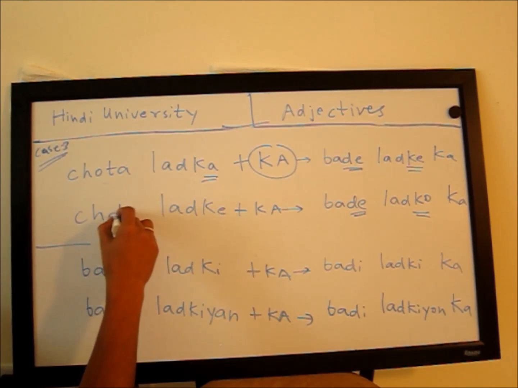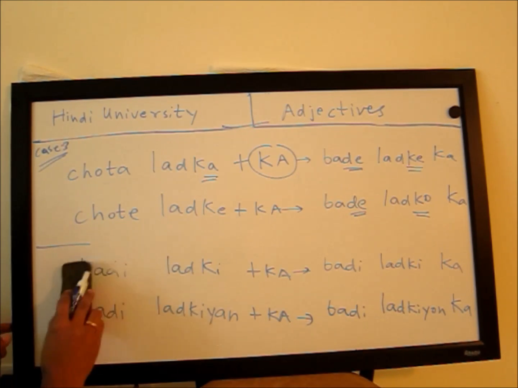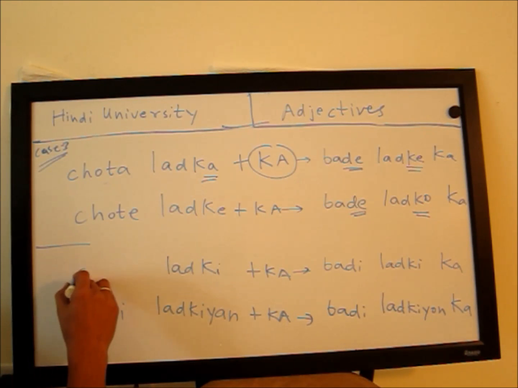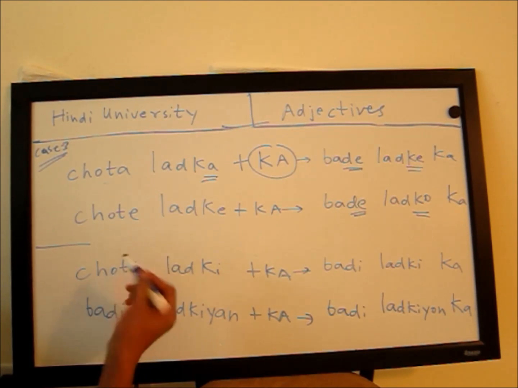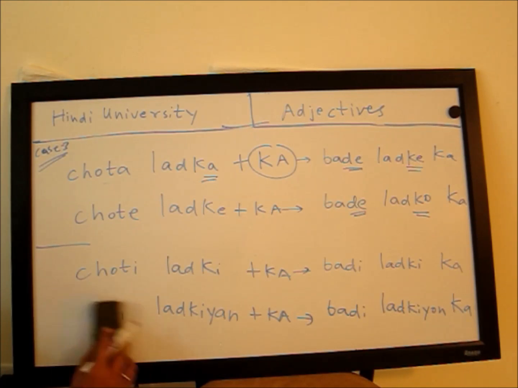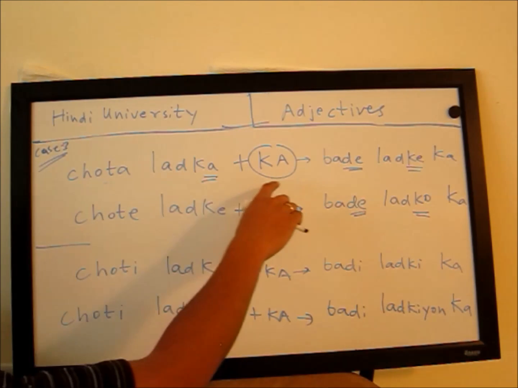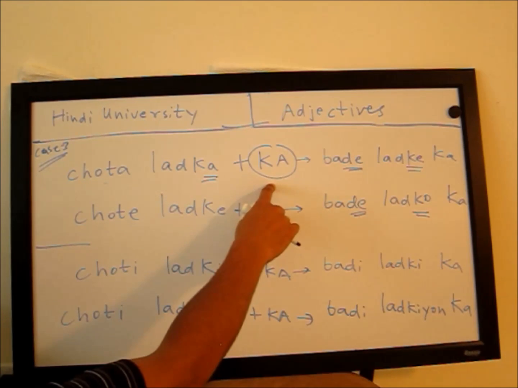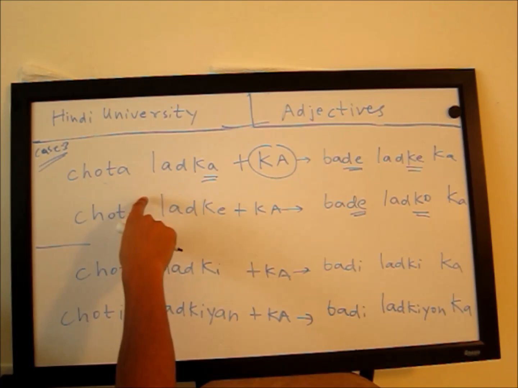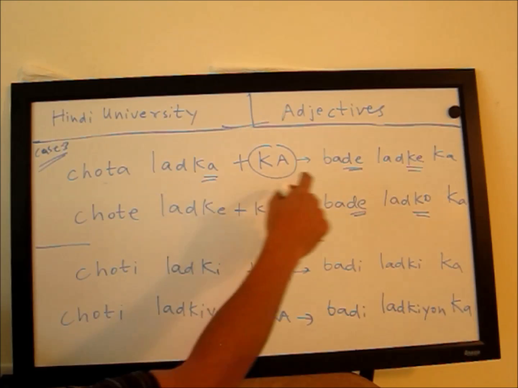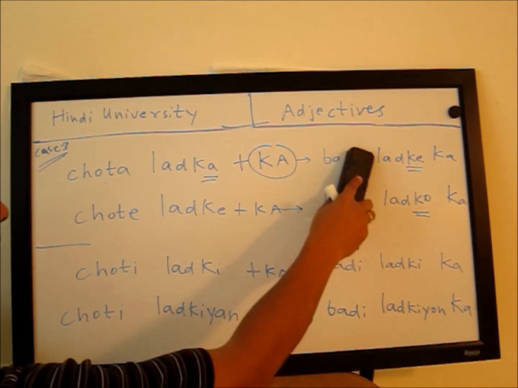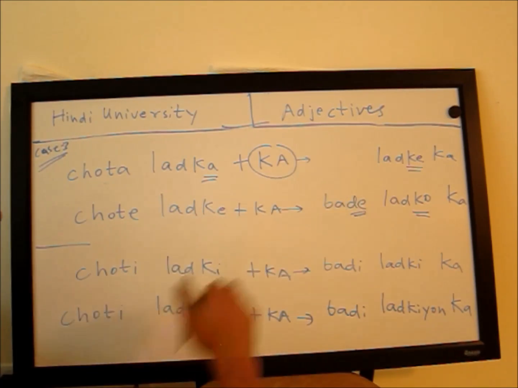छोटे लड़के. छोटी, small or young, okay, छोटी लड़की and छोटी लड़कियां, okay, small girls. छोटा लड़का का. Whenever you have छोटा लड़का का, okay, it's masculine singular. छोटा becomes छोटे. छोटे लड़के का.